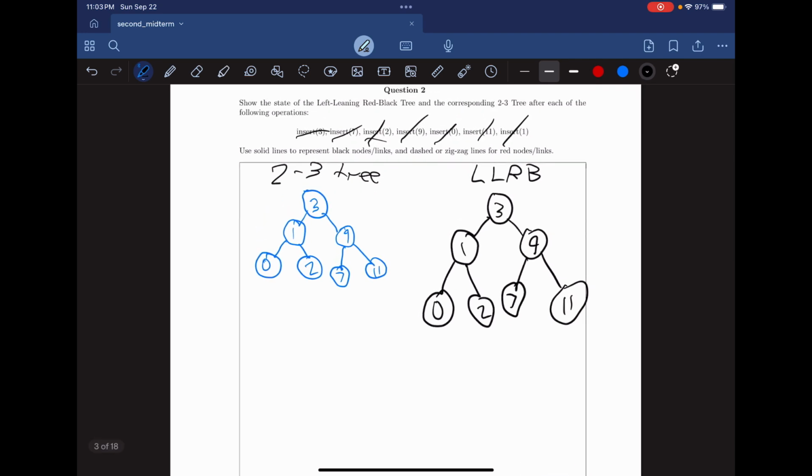This is the left-leaning red-black tree and the corresponding 2-3 tree that we get after all these insertion operations. If you were doing this question on the test, you should be keeping all of the trees after each insertion and showing that along the way.